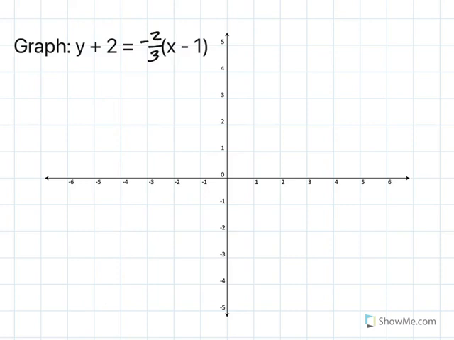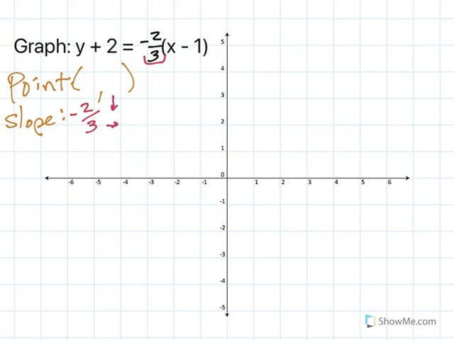Let's do one more. I'm going to graph y plus 2 equals negative 2/3 times the quantity x minus 1. All right, so we're looking for the point and the slope because it's point-slope form. Again, the slope hopefully is easy because it's right in front. So I have negative 2/3. So I'm going to go down 2 and right 3.